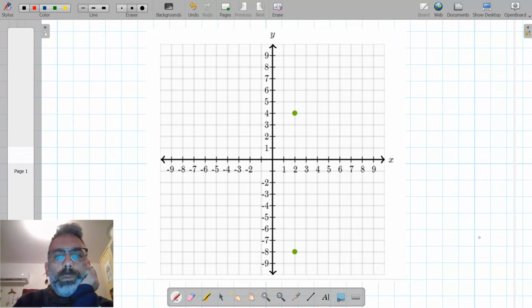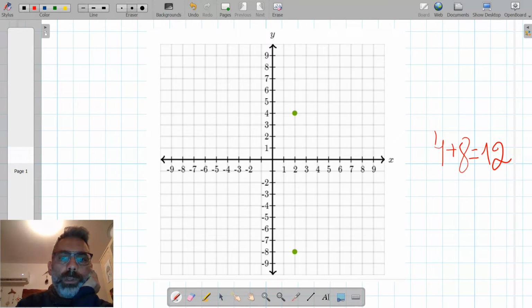So we see that the distance between the 2 points, both points are on the same x-coordinate. The distance from this point to the 0 is 4, and from the 0 to this point is 8. So we have 4 plus 8, which is 12. So the distance is 12.